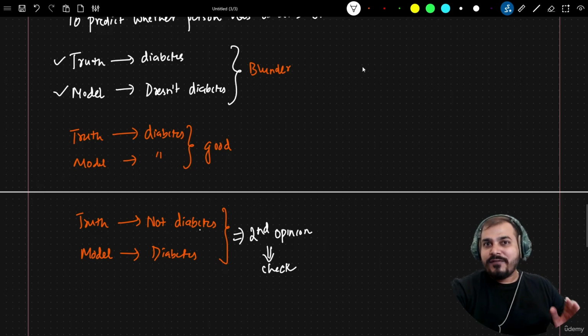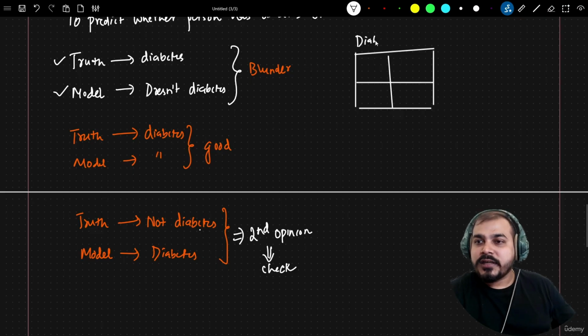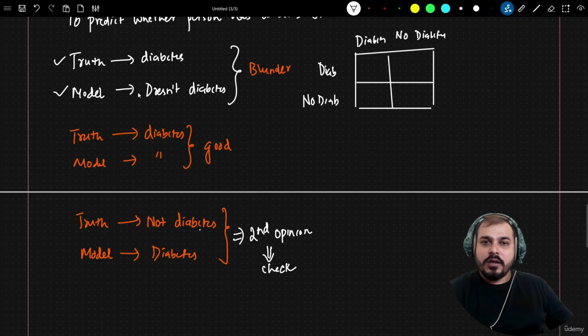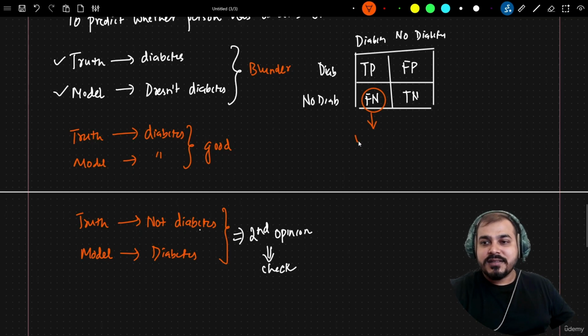Now in this scenario, should we focus more on false positive or false negative? Let's say I am just again creating my confusion matrix, and here I'll say person has diabetes and person has no diabetes. Okay, and this is with respect to the actual value, and here also person has diabetes and person has no diabetes. Now in this particular scenario, the truth is that the person has diabetes, but the model is predicting the person does not have diabetes. So in this particular case, what is happening? We are getting false negative as a blunder, right? So this is the most important error in this use case, the medical use case, right?